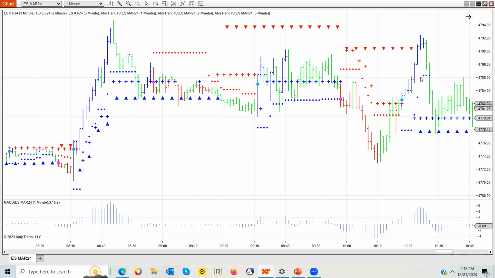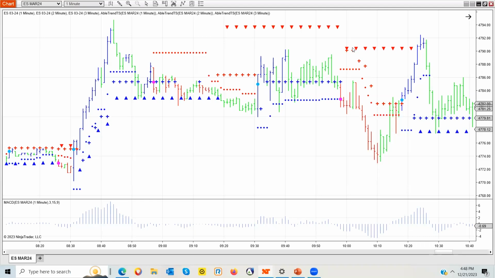Blue bar, blue dot, blue X, blue arrow. We lost on that trade because we put the stop 1 point below the bottom of the triple agreement bar, which would be this bar right here, this blue bar. I also like the fact that it went above the red arrows.